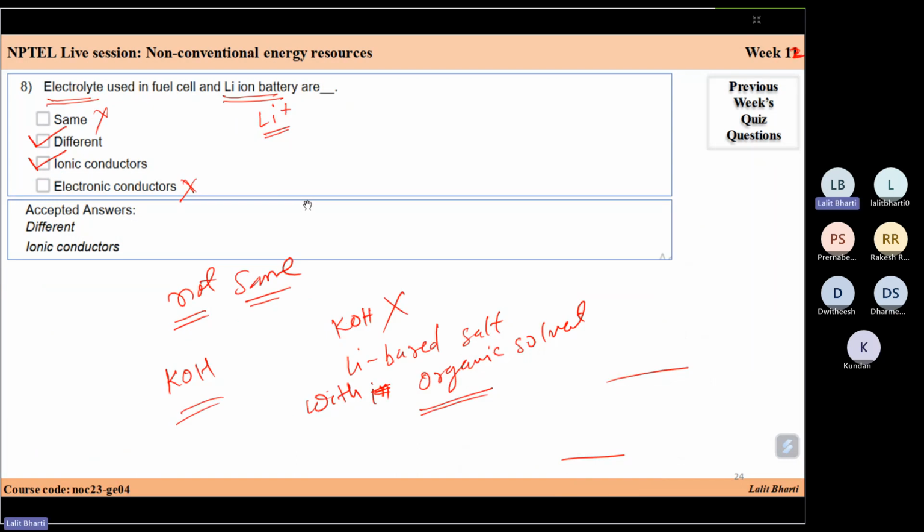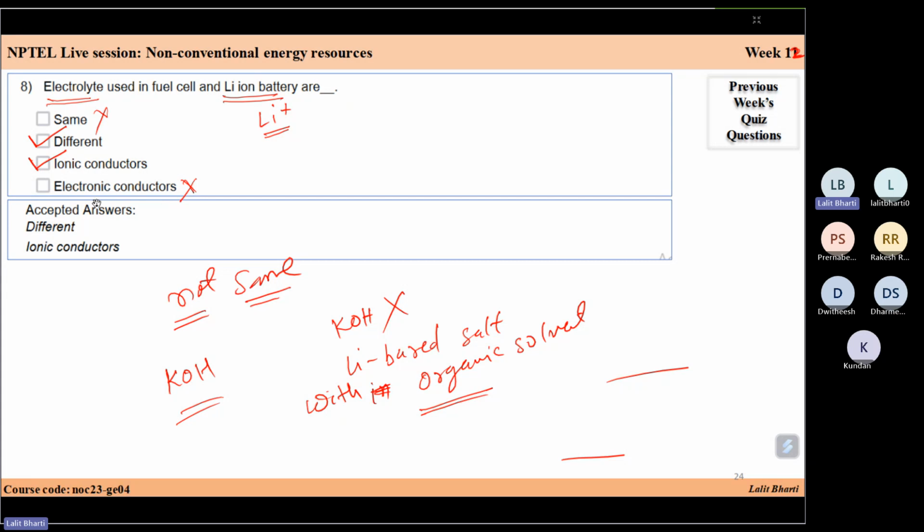Then we have question 8. It says the electrolytes used in fuel cells and lithium ion batteries are, and the options are the same, different, ionic conductors, electronic conductors. Option 1 is clearly incorrect because fuel cells and lithium ion batteries work on different mechanisms. Fuel cells use different types of electrolytes, and lithium ion batteries usually have some kind of lithium based salts. So they will not be the same. Clearly they will be different.